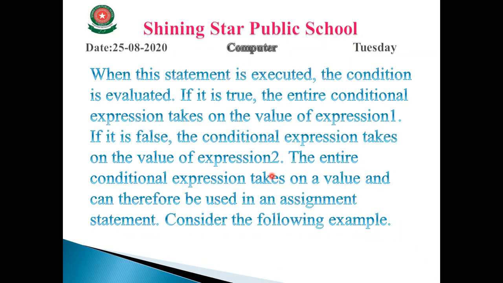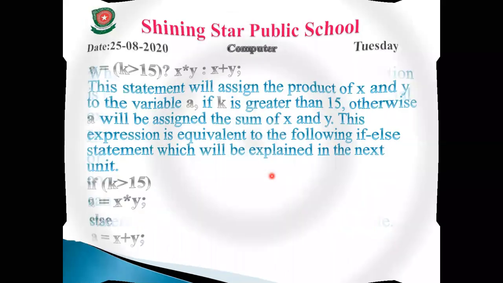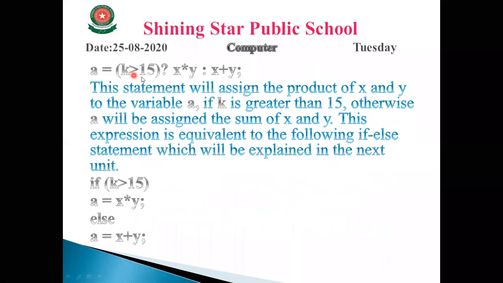But normally, whenever we have to use the condition in our C language program, if our condition is true, the controller must execute expression number 1. And if our condition is false, the controller must execute expression number 2. Now let's take an example. If k is greater than 15, question mark. So now expression number 1 is x * y, and expression number 2 is x + y.